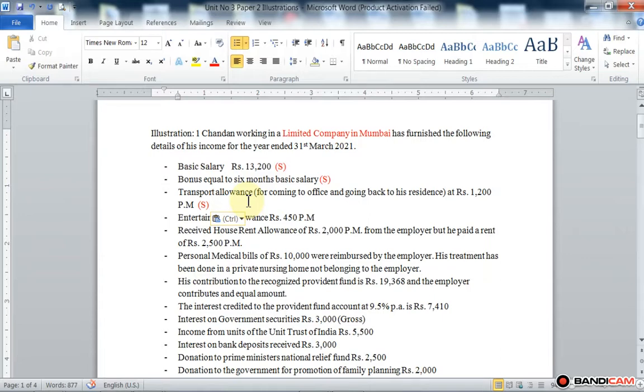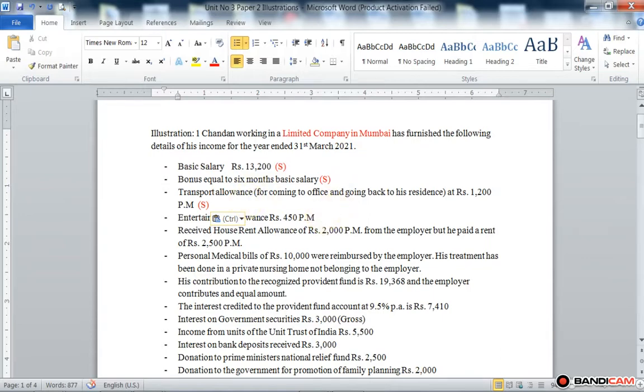Transport allowance is fully taxable. Only for a handicapped person is the transport allowance exempted. We already discussed the exemption allowed for a handicapped person, that is, transport allowance is allowed for exemption to a handicapped person.